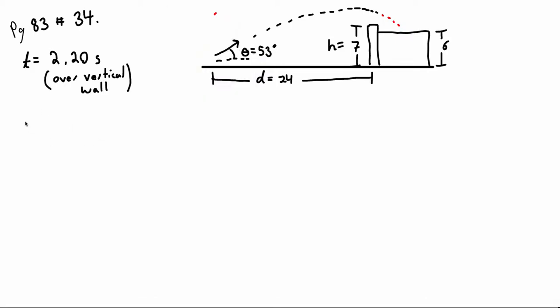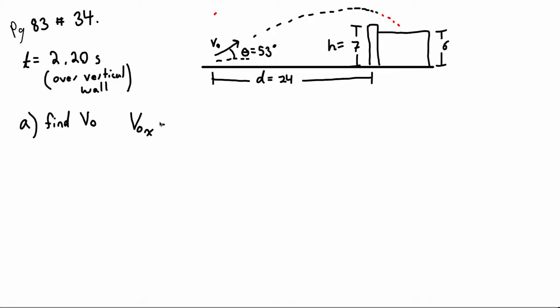The first question says find v sub 0. So to find that, we know d is equal to 24, and we know the time is equal to 2.20 seconds. So I can just use the constant velocity in the x direction. I'm going to let you guys figure this out. So with the velocity that I'm going to use, I'm going to look at the x direction. So this is my v sub 0, and I want to figure out what that is.